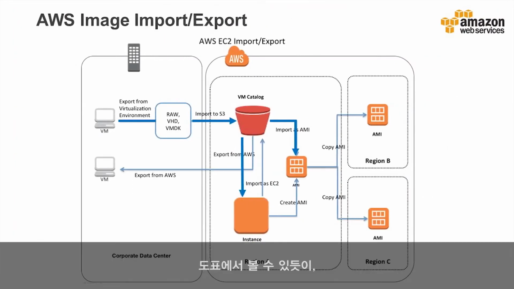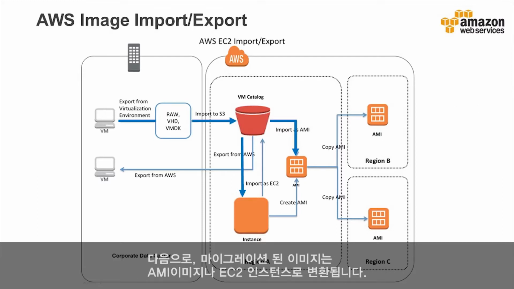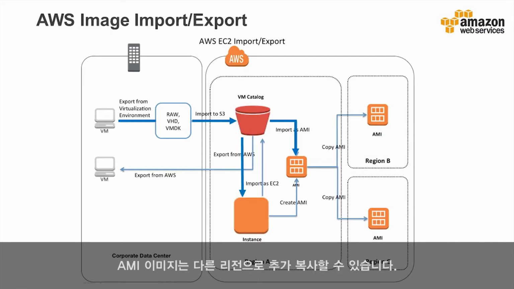Now let's take a look at the AWS image import-export process. As we can see from this diagram, in the data center on-premise, a VM is first exported from the virtualization environment to an image in the format of raw, VHD, or VMDK. The image is then imported to AWS S3. Next, the migrated image is either converted to an AMI image or turned to an EC2 instance. The AMI image can be further copied to other regions.